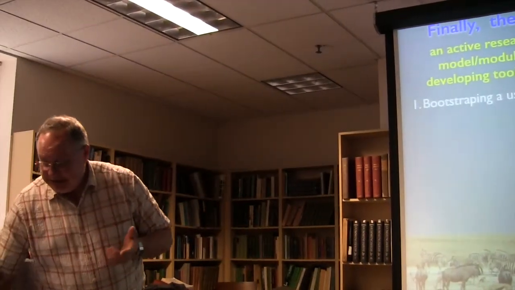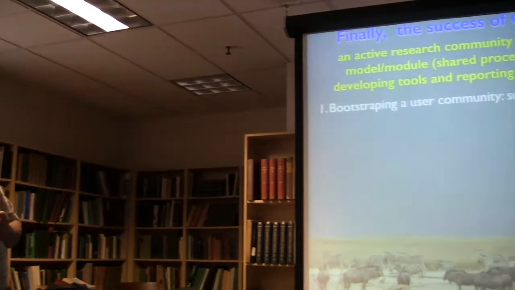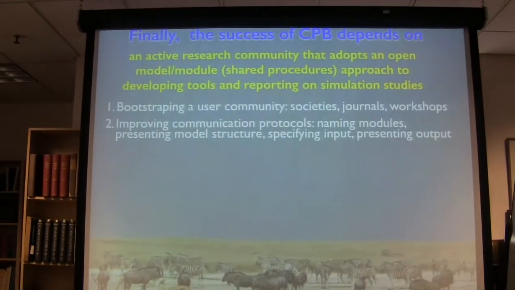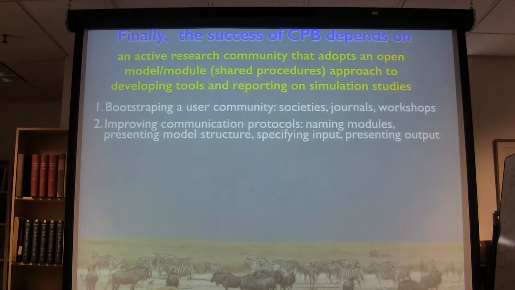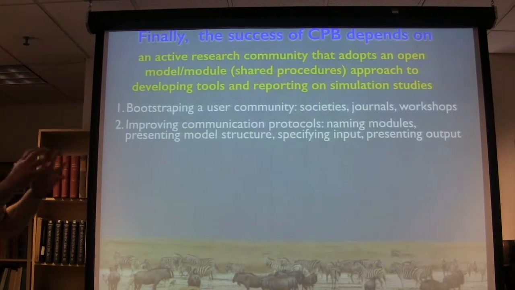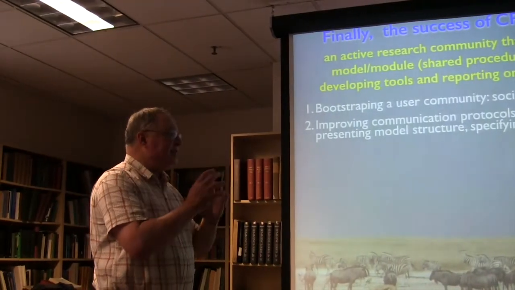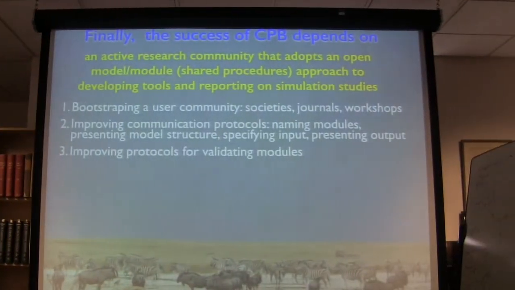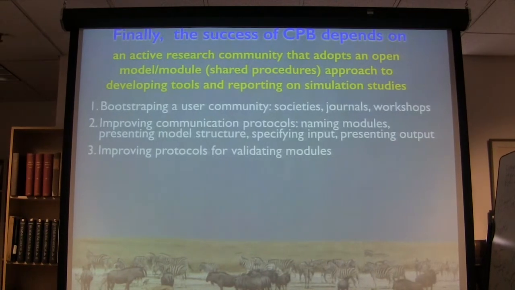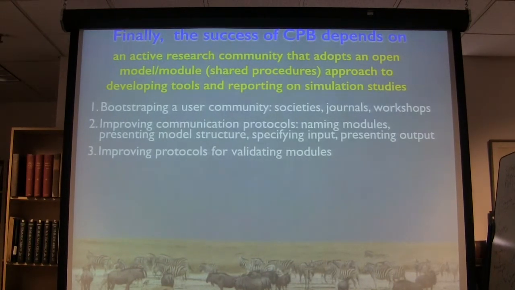And so I am interested in trying to build a community of users. It's a difficult process to do this. One of the things we have to do is think about protocols for naming modules and presenting model structure. So instead of presenting your model as a bunch of code or the description of equations or coding statements, you actually have these graphical pictures. And you can look at them at different levels and you can see how things plug together and how the system works.